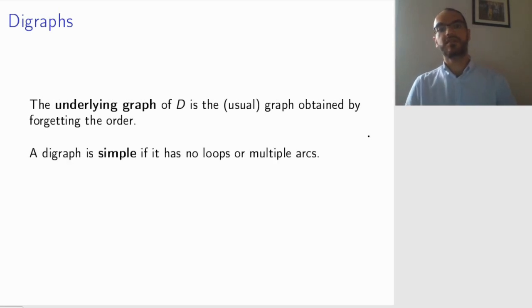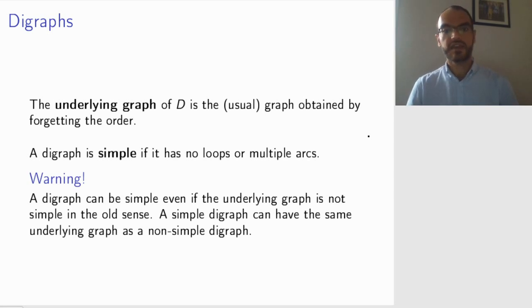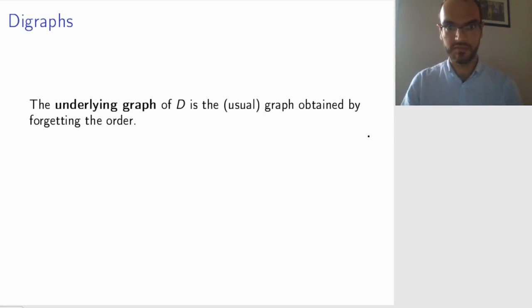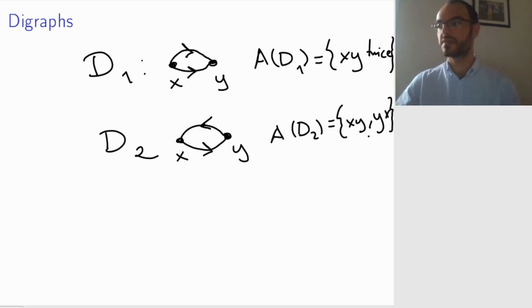And you call a digraph simple if it has no loops and no multiple arcs. But beware, a digraph can be simple even if the underlying graph is not simple, and a simple digraph can have the same underlying graph as a non-simple digraph. This is a very confusing sentence. Let's see what it actually means. Let's go back to our example.